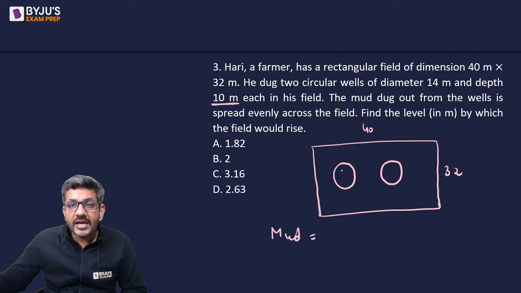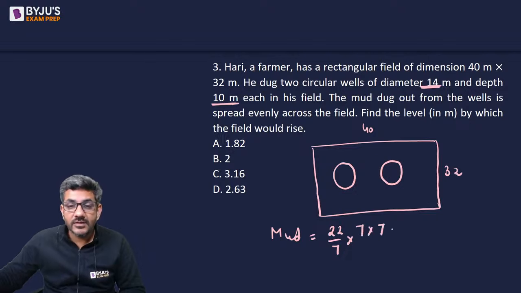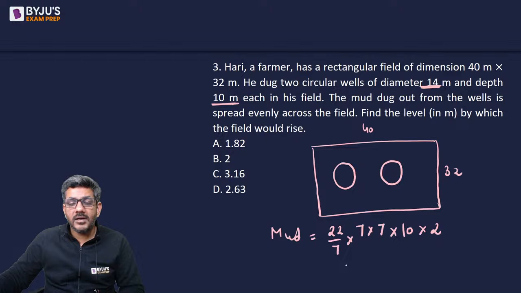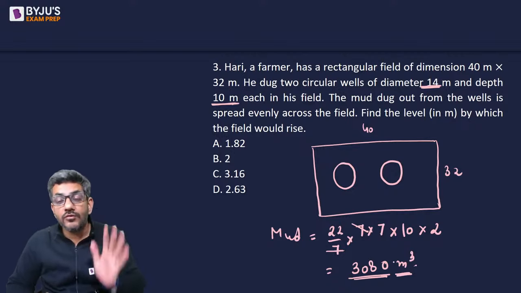The circular area of a well is pi r square, that is 22 by 7 into r. Diameter is 14, so r is 7. So 22 by 7 into 7 into 7, and the depth is 10. So that multiplied by 10, and there are two wells. So the total mud dug out is this. 7 will cancel out with this 7. I have 14 into 10 into 22. So 14 twos are 28 and 14 twos are 28 plus 2. 3080 meters cube is the total mud that has been dug out from these two wells.